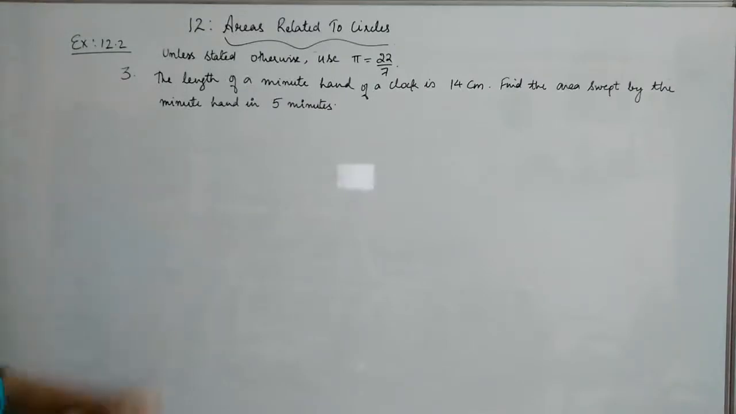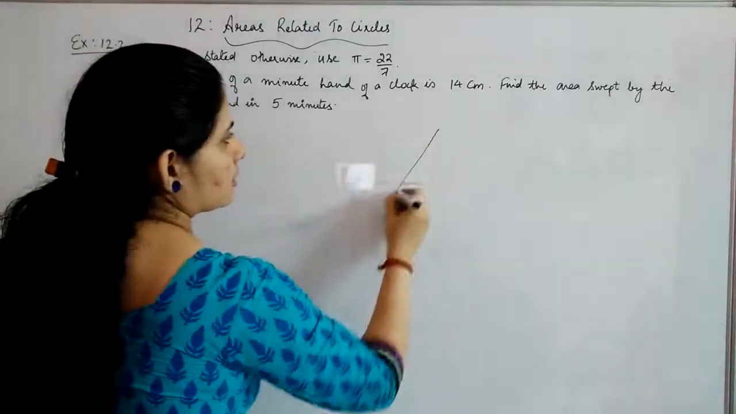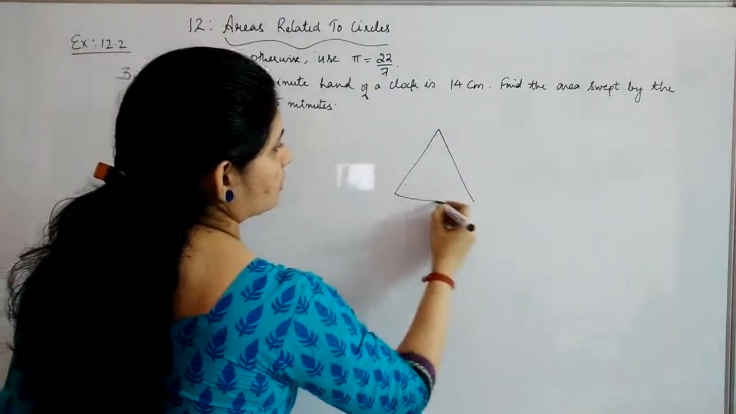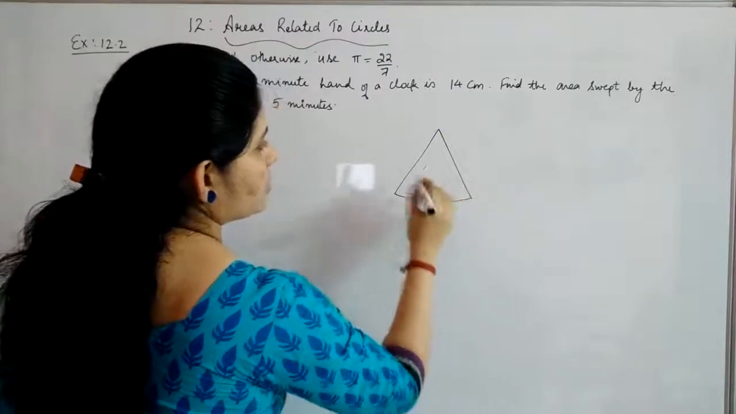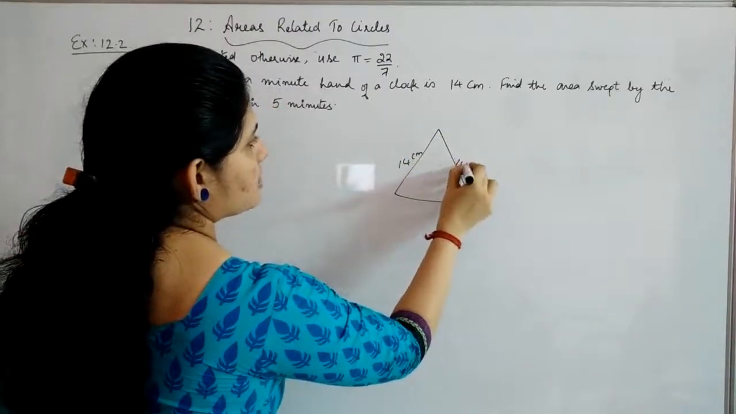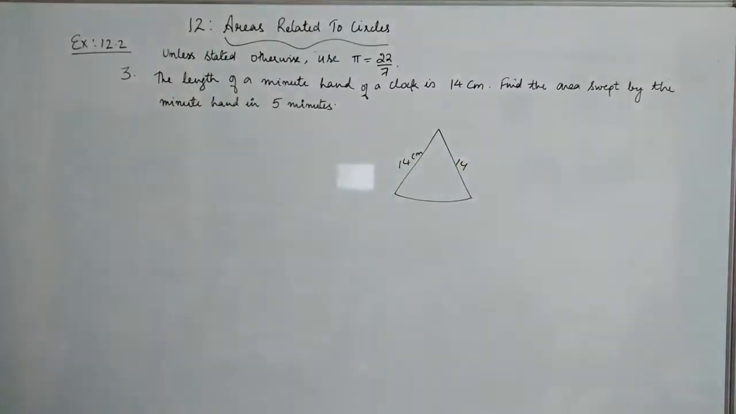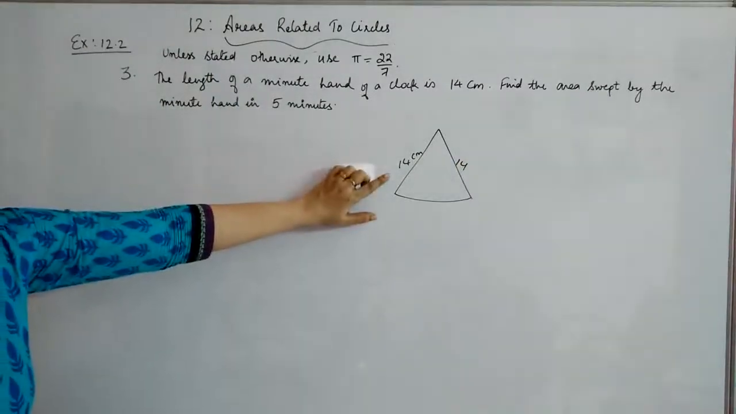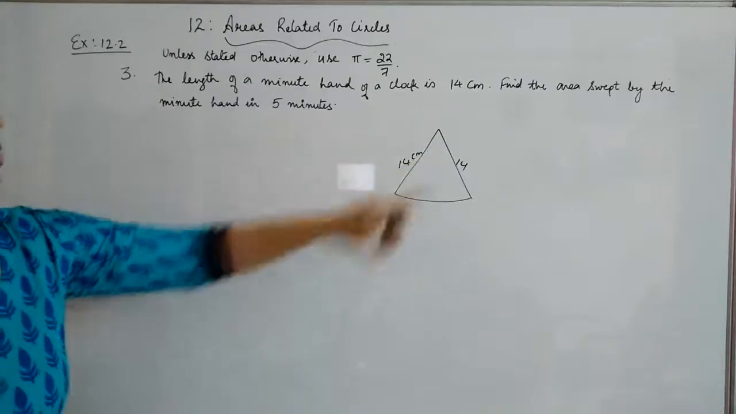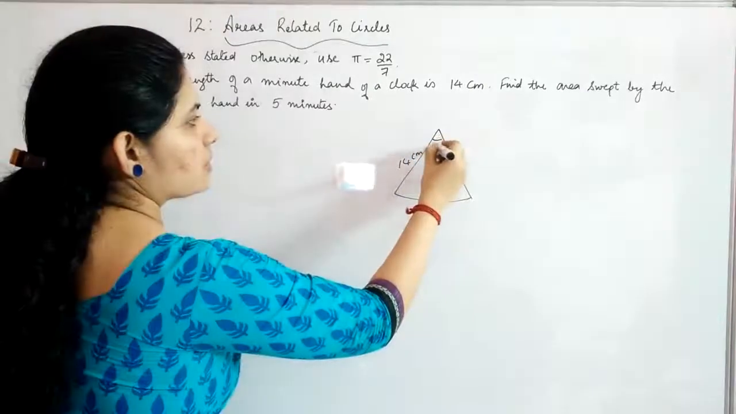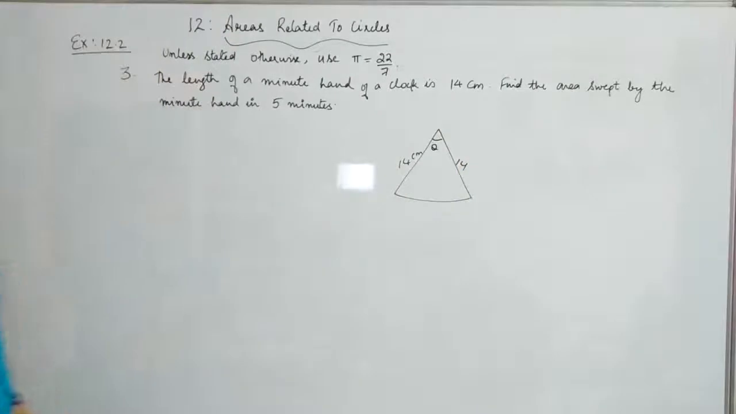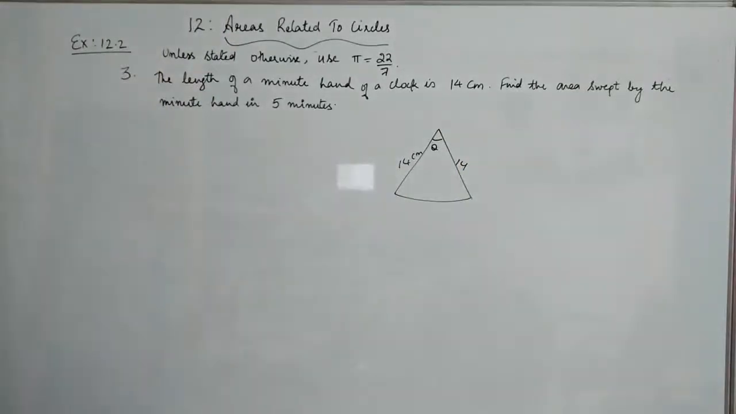Question number 3 is, the length of a minute hand of a clock is 14 centimeter. Find the area swept by the minute hand in 5 minutes. That means you can consider it as like this. Okay, so length is given to be 14 centimeter. You have to find out the area, means length will be acting as r, radius, and you have to get what is theta. So first our purpose is to find out what is theta, and then we will apply the formula for area of a sector.